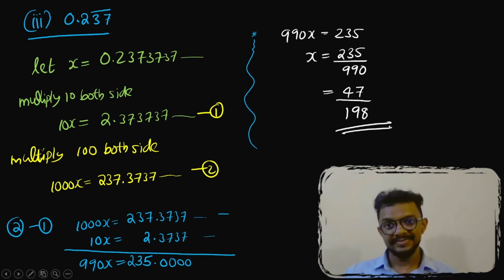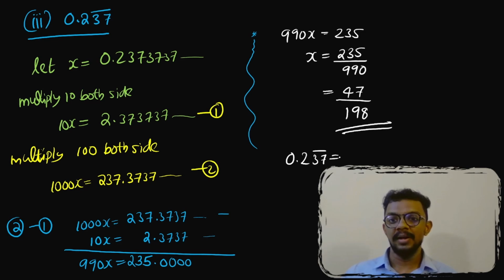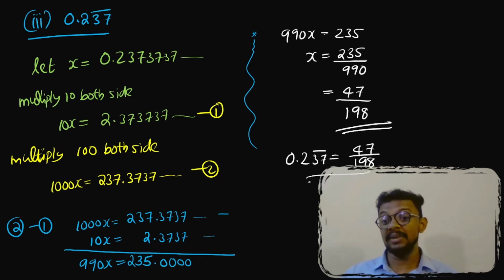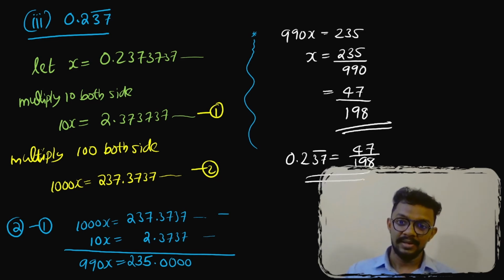Hope you understood. I started with the given number x, and I got x as 47 divided by 198. So basically 0.237 bar and this 47 by 198 are both the same. That's the m by n form of this number. Hope you understood the question. Hope you understood the strategy.